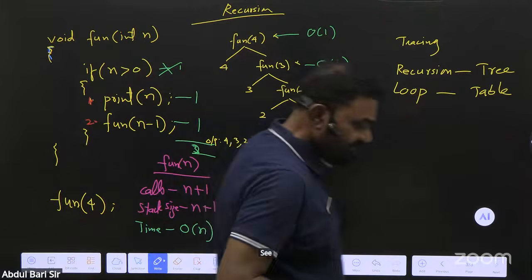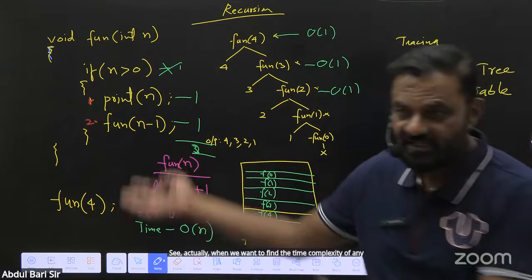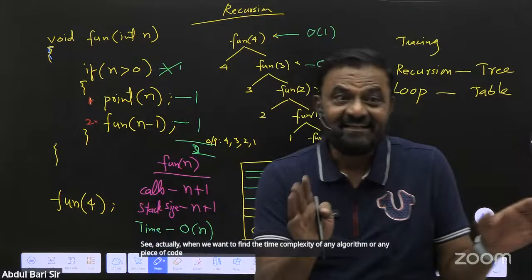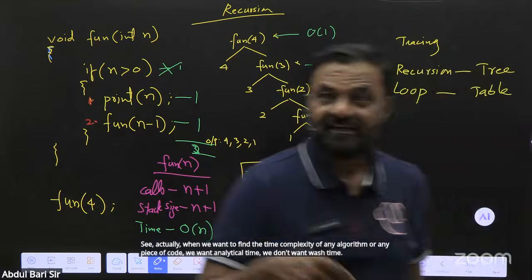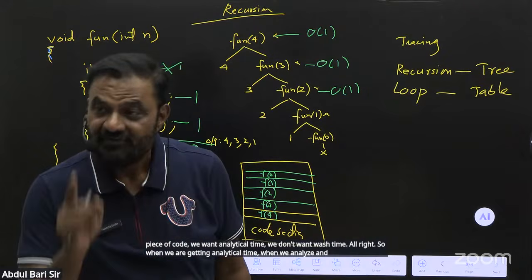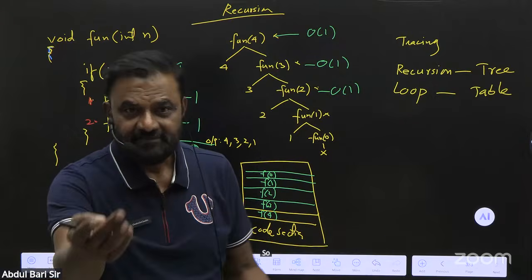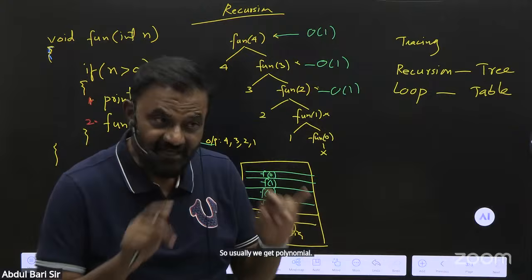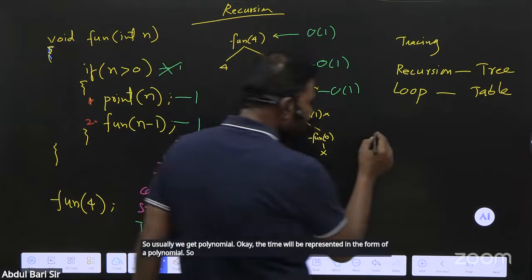See, actually, when we want to find the time complexity of any algorithm or any piece of code, we want analytical time. We don't want watch time. When we analyze and try to get the time, we actually get a polynomial or exponent. So usually we get a polynomial. The time will be represented in the form of a polynomial. So what is a polynomial?